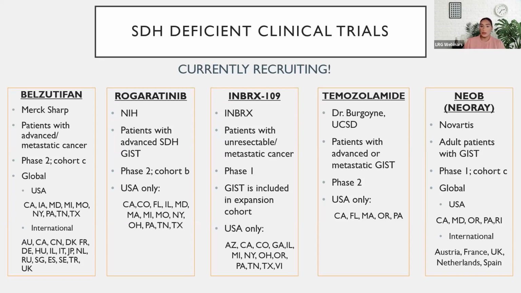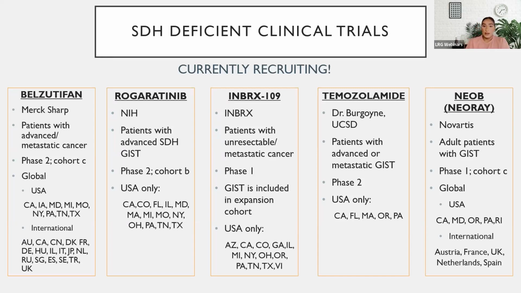chondrosarcoma, and colorectal adenocarcinoma. This trial is available similar to rogoratinib, which is USA only, but there are multiple trial sites, including Arizona, California, Colorado, Georgia, Illinois, Michigan, New York, Ohio, Oregon, Pennsylvania, Tennessee, Texas, and Virginia.